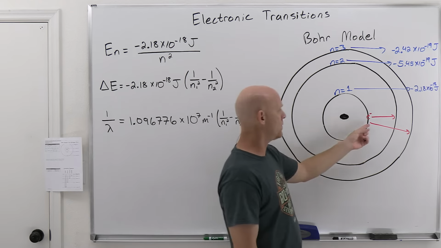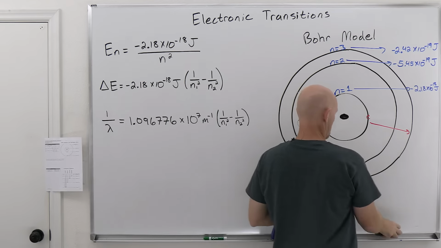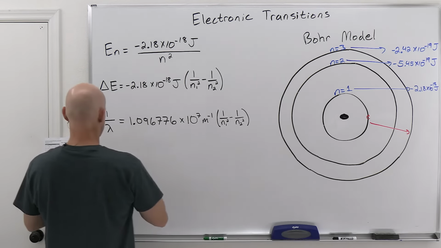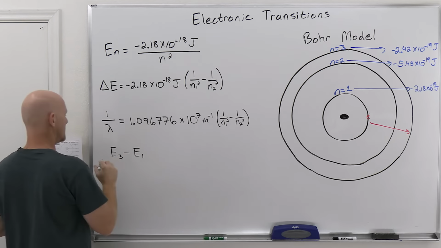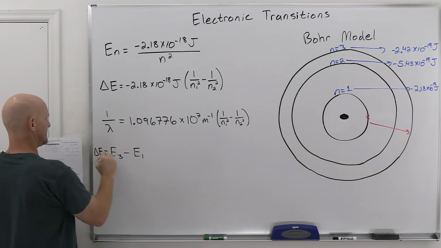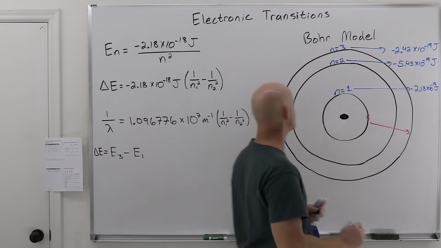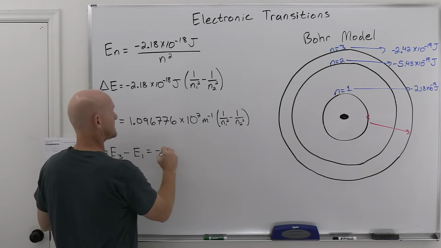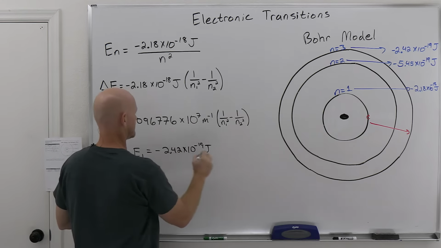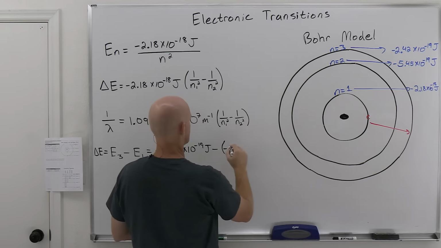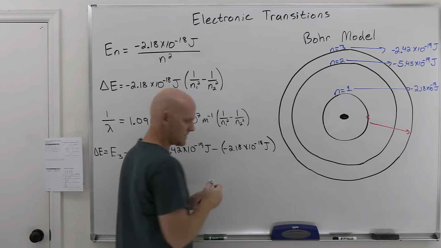Now, if we want to go from 1 to 3 here, and that's the question on your handouts, what's delta E for that? We could just do E3 minus E1, which equals our delta E. We take the numbers we'd already calculated and subtract, final minus initial. So negative 2.42 times 10 to the negative 19 joules minus negative 2.18 times 10 to the negative 18 joules. So we can calculate delta E here.